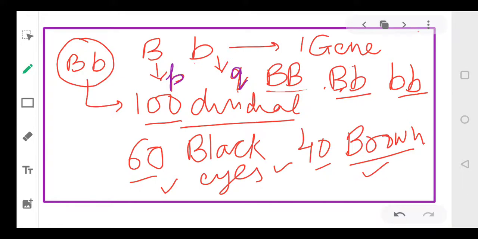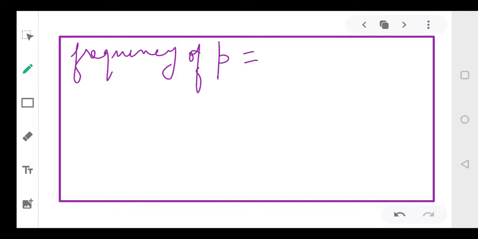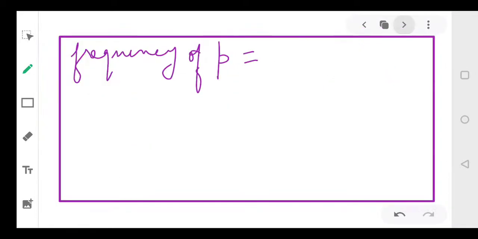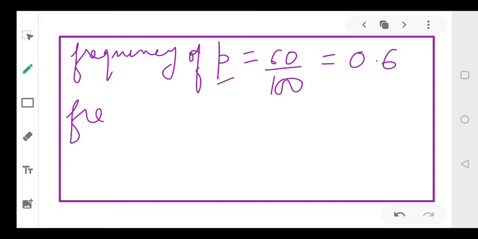Okay everyone. Now let's calculate the frequency of B, the frequency of P. How many individuals are black? 60 people. And what is the total number of individuals? 100 people. So the probability is 60 by 100, so the value will be 0.6. So what is the value of P? 0.6.